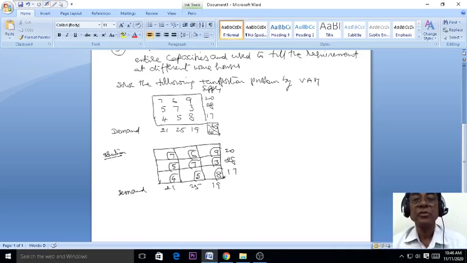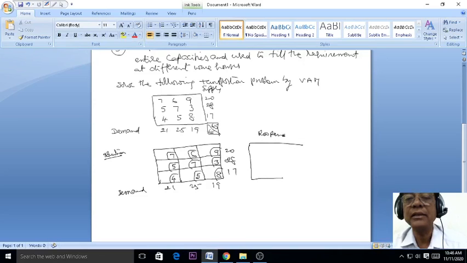Okay. So for the VAM method, we have to calculate the penalty, row penalty and column penalty. The row penalty is calculated like this. This is called a row penalty and this is called a column penalty.